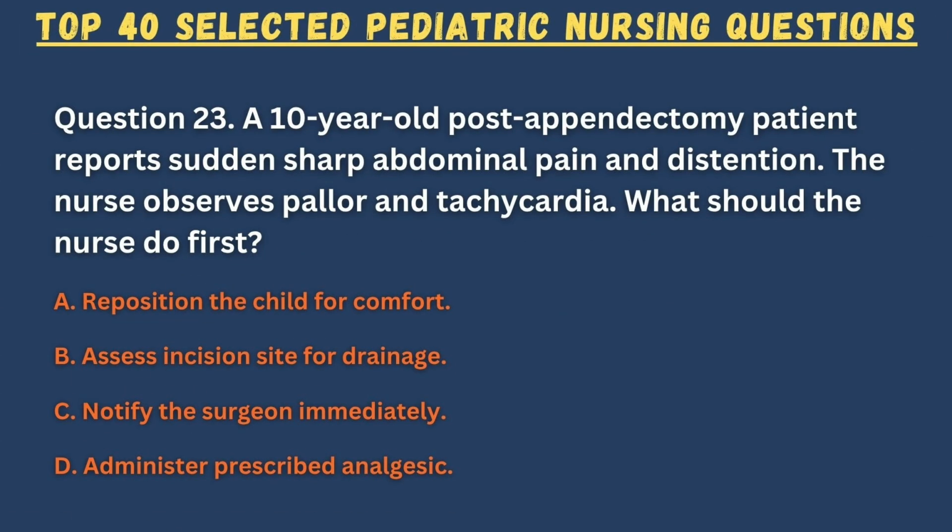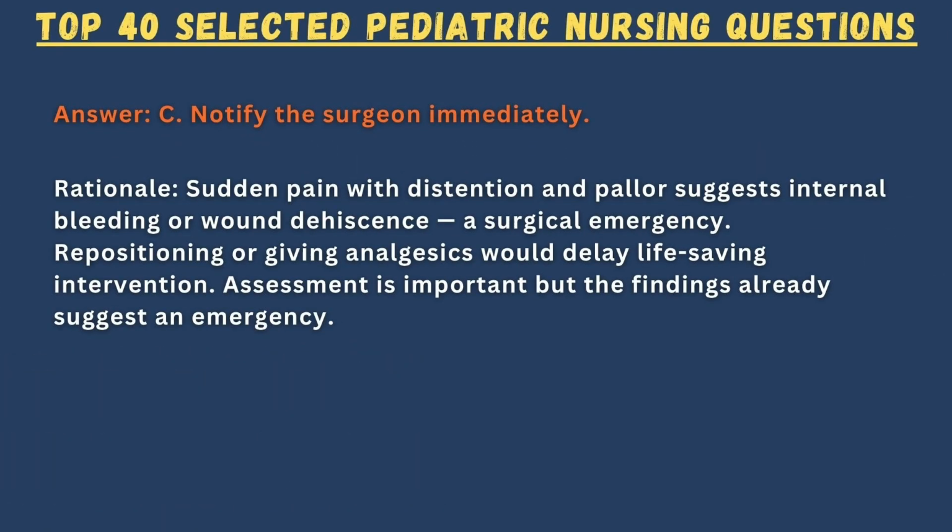Question 23. A 10-year-old post-appendectomy patient reports sudden sharp abdominal pain and distension. The nurse observes pallor and tachycardia. What should the nurse do first? A. Reposition the child for comfort. B. Assess incision site for drainage. C. Notify the surgeon immediately. D. Administer prescribed analgesic. Answer: C.